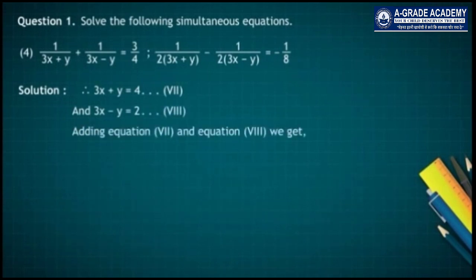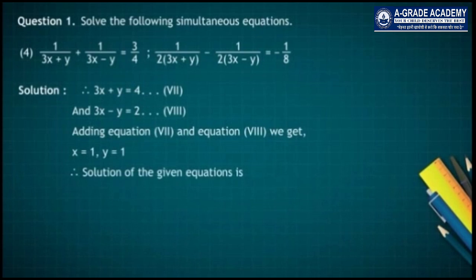Adding equation 7 and equation 8, we get x = 1 and y = 1. Therefore, the solution of the given equations is (x, y) = (1, 1).